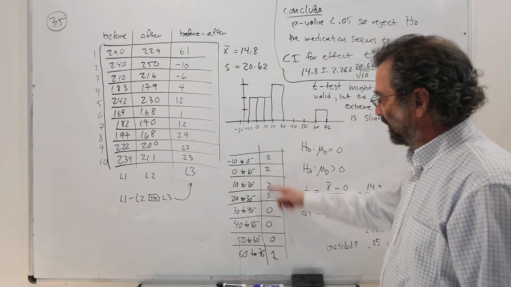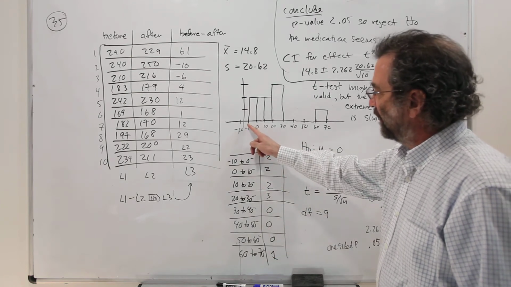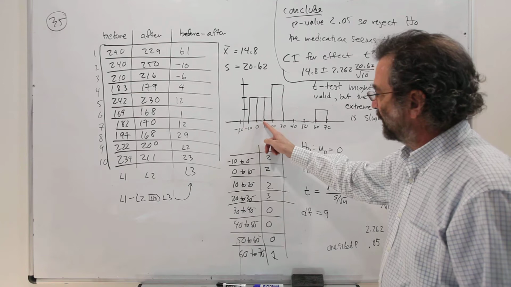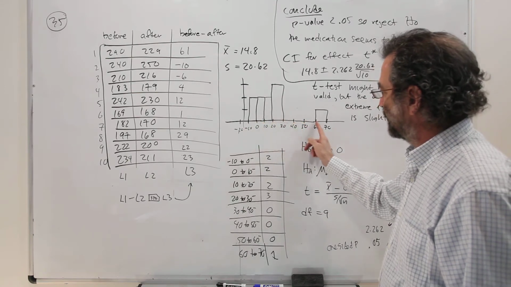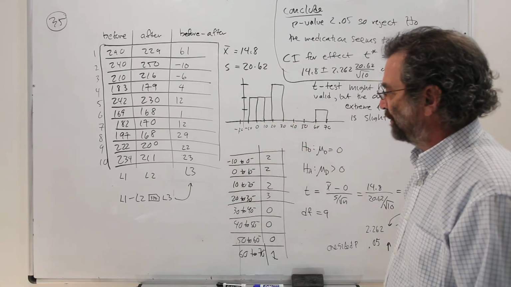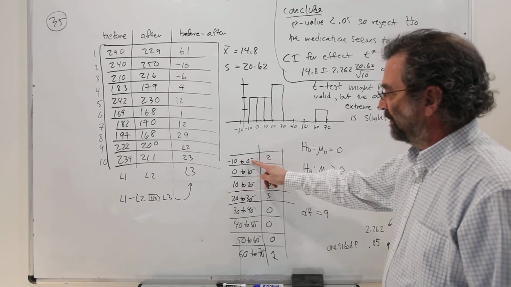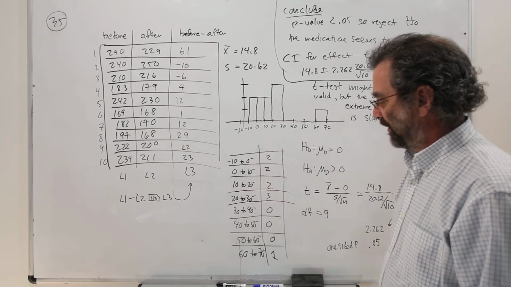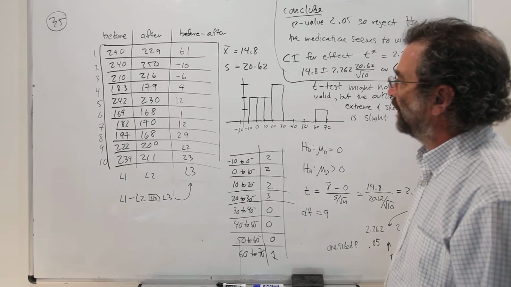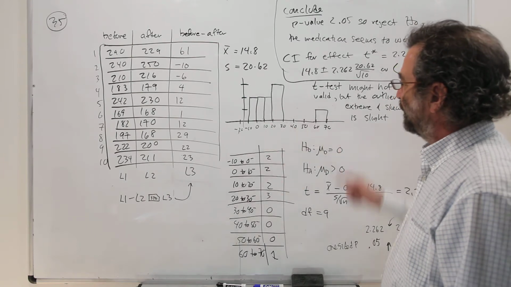And here are the counts in the different classes. I went minus 10 to 0, 0 to 10, 10 to 20, 20, 30, 30, 40, 40, 50, 50, 60, 70, and then there's a boundary value problem. So I went up to 0 not including 0, up to 10 not including 10, so as to take care of that boundary problem. I got this graph.